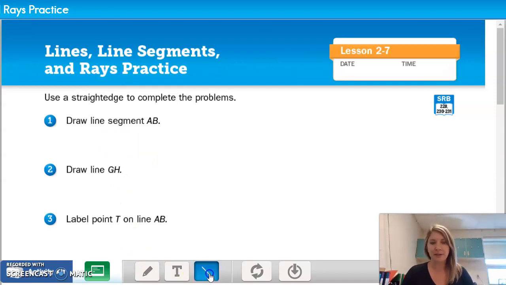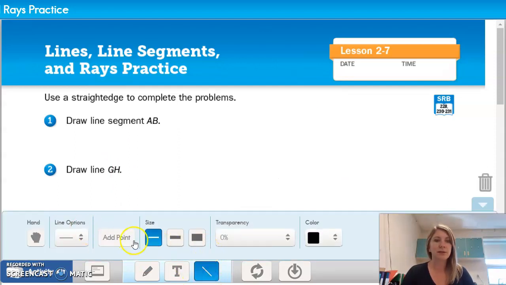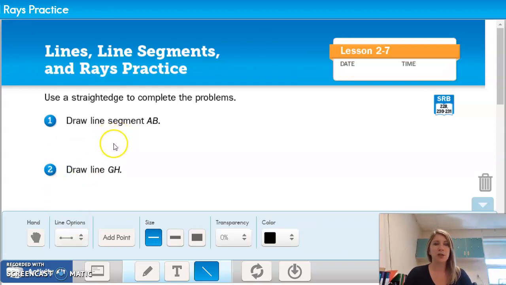Well, I'm going to come down here to my tools. You can grab whatever straight edge you have nearby, a bookmark or a chapter book or anything that you have that is straight. So which one of these do I need to pick for line segment? That one right there, right, with the points on the end. So I'm going to draw line segment AB. Notice he has his points on his end.